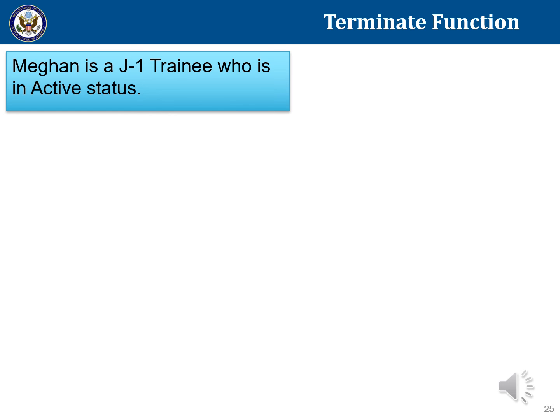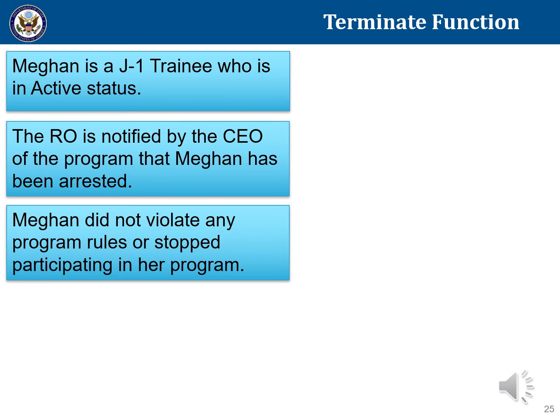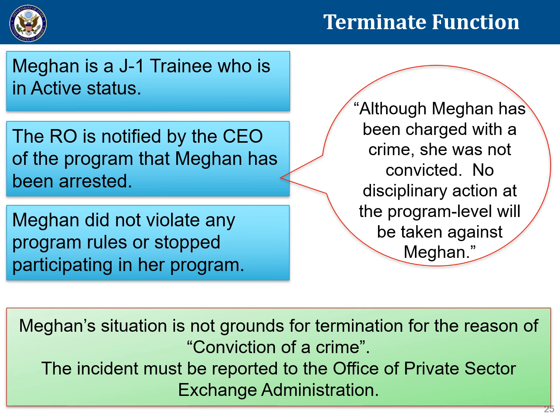For our next scenario, we will discuss active status J1 trainee Megan. In this scenario, the program CEO notifies the RO that Megan was arrested but ultimately was not convicted of a crime. Megan did not violate any program rules and did not stop participating in her program activity. The program will not be taking any disciplinary action against Megan. Individuals convicted of a crime are required to be terminated. However, Megan was not convicted, so she should not be terminated for the reason of conviction of a crime. Megan's sponsor official must report Megan's arrest as an incident to the Office of Private Sector Exchange Administration.